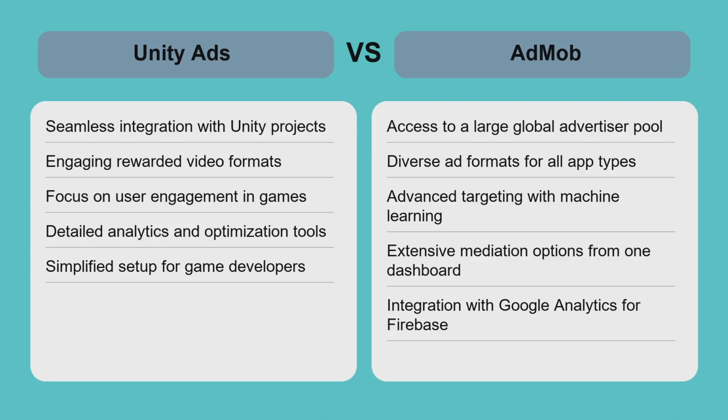AdMob, on the other hand, provides a broader reach with diverse ad formats suitable for all app types, backed by Google's extensive advertiser network and advanced targeting. This makes it a strong choice for apps beyond gaming or those requiring flexible mediation across multiple ad sources. While Unity Ads offers simplicity and gaming focus, AdMob delivers scale and versatility. Developers must weigh whether they prefer specialized game monetization or a wider ad ecosystem with more customization and reach.